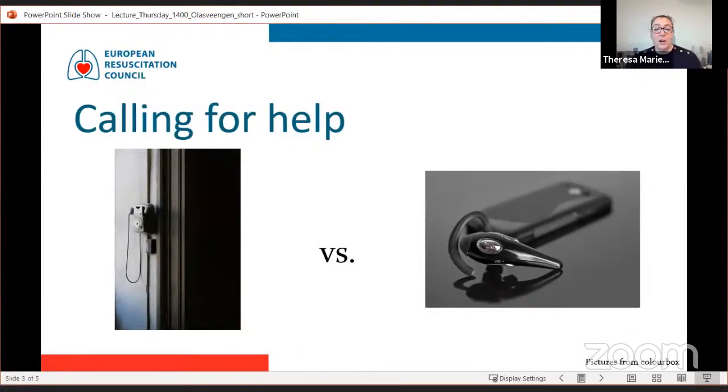The second one, calling for help. Calling for help is still the first thing you do as a rescuer. But in many cases, the caller can put the mobile phone on speaker or use a hands-free option so that calling for help and starting CPR can happen simultaneously. And I think this really needs to go into the way that we teach CPR.